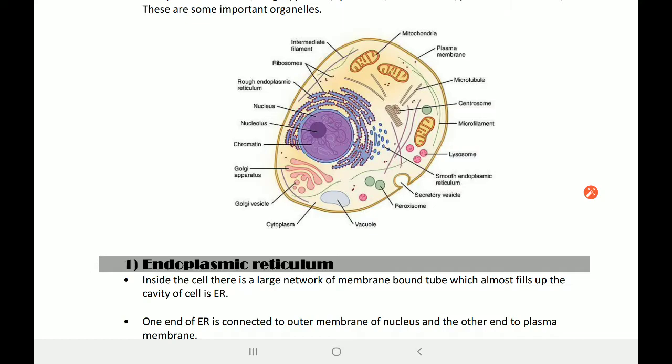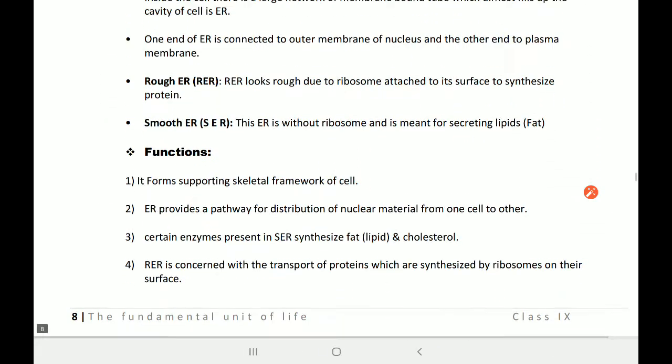Rough ER is formed because ribosomes are connected to it. The nucleus releases ribosomes, and they are attached to this particular ER, and it looks rough. That's why we call it rough ER. And smooth ER means the ribosomes are not attached to such endoplasmic reticulum. We call it smooth ER, right?